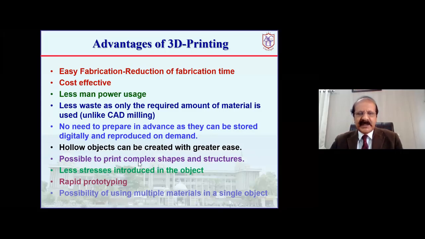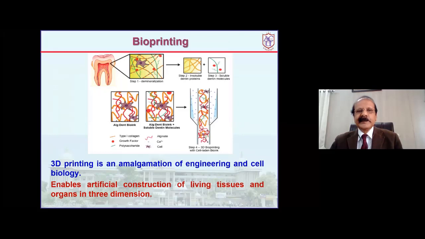Then possible to print complex shapes and structures. Again, the other regular conventional molding and casting will not give you this kind of complex shapes perfectly. Then less stresses introduced in the final product, you don't find any cracks or other mechanical defects. Then you can have rapid prototyping and possibility of using multiple materials in a single object. This is the beauty of 3D printing.